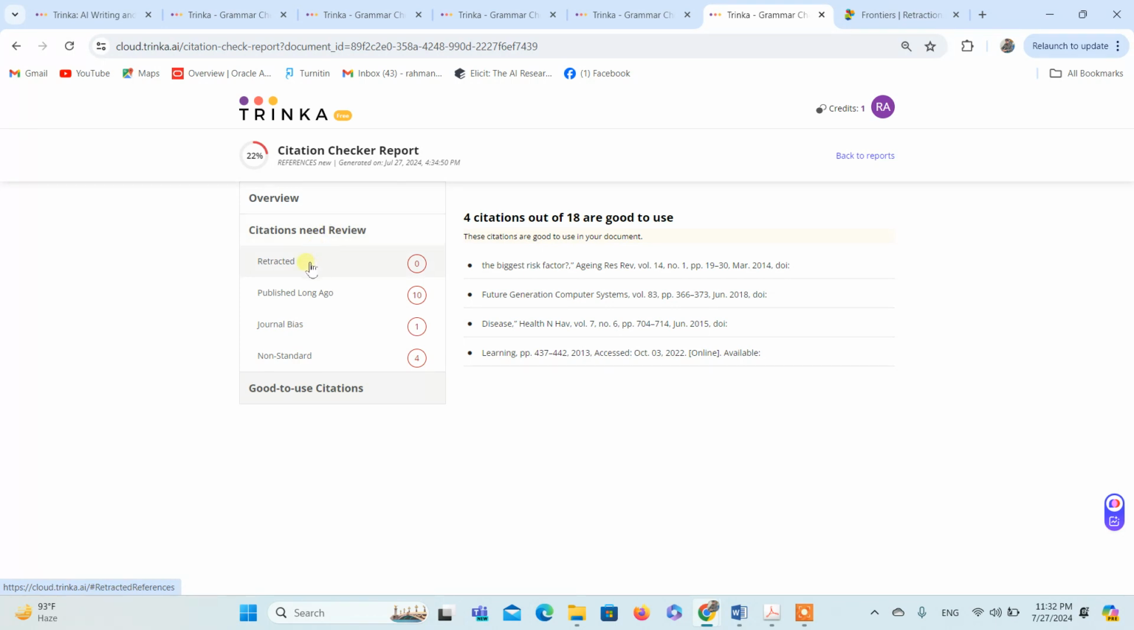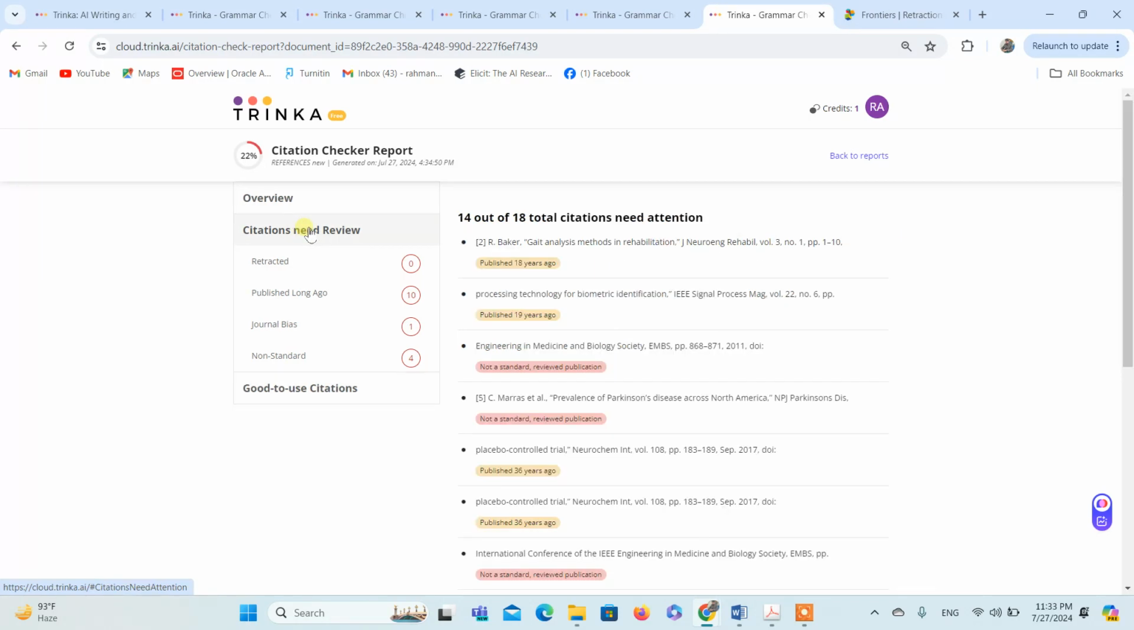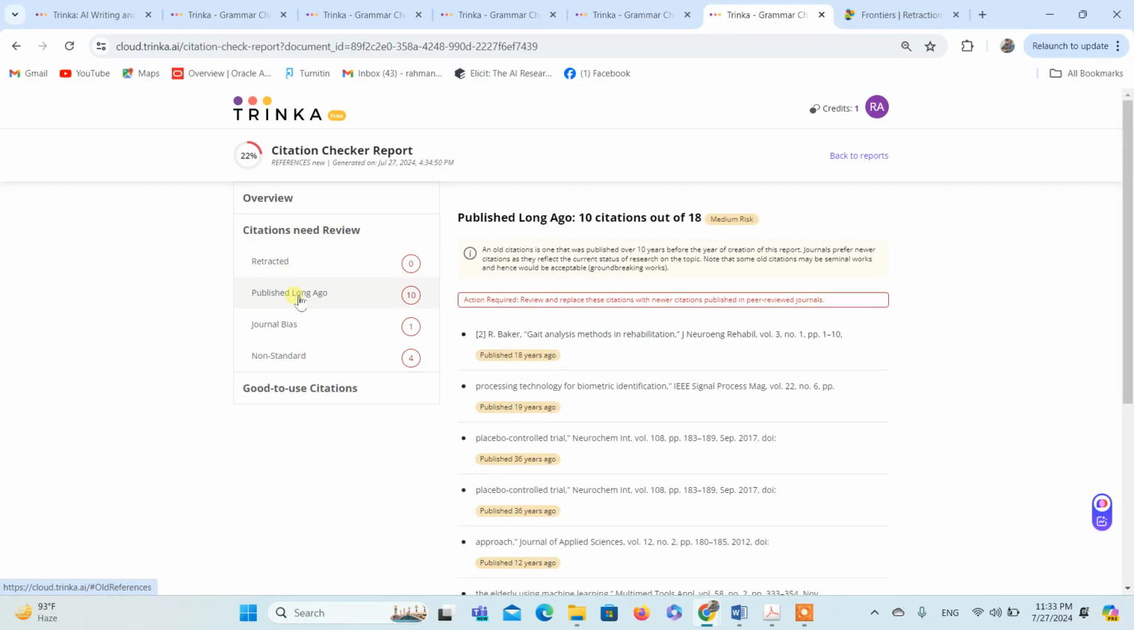The rest of the citations are categorized into four categories: retracted. Retracted citations are those which have been cancelled by the publisher after the paper has been published, due to some unethical activity or some circumstances. The paper was published long ago.